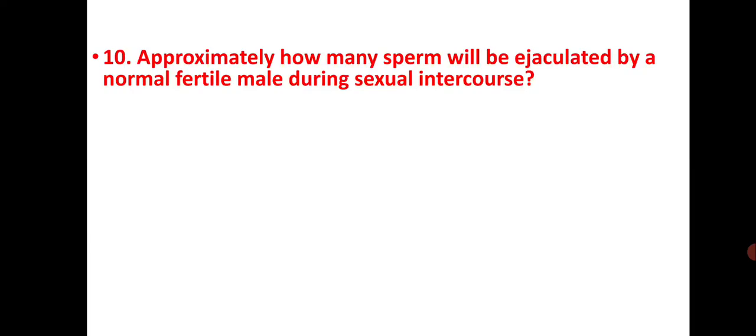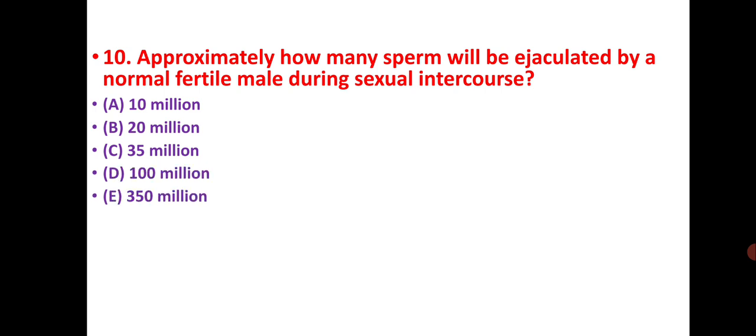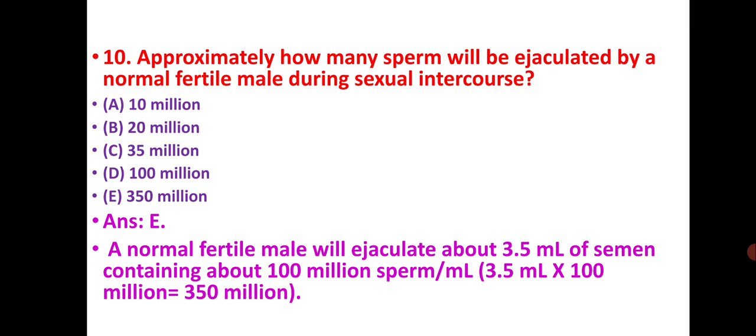10th question: approximately how many sperm will be ejaculated by a normal fertile male during sexual intercourse? 10 million, 20 million, 35 million, 100 million, 350 million. The answer will be E, that is 350 million.